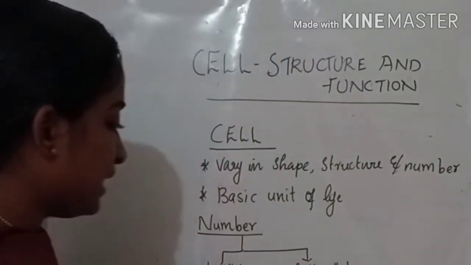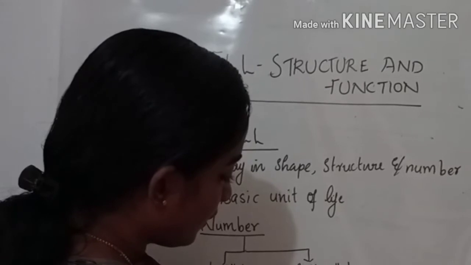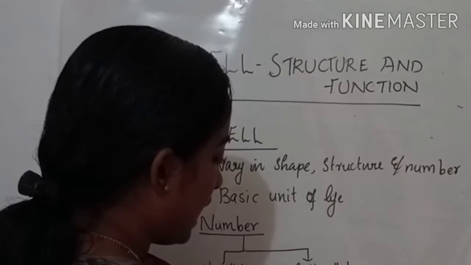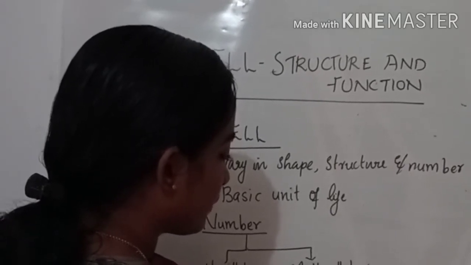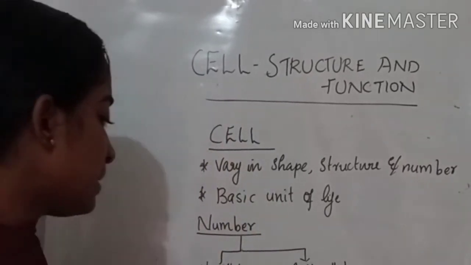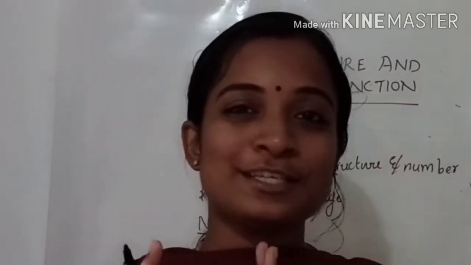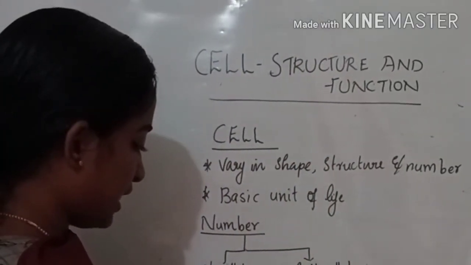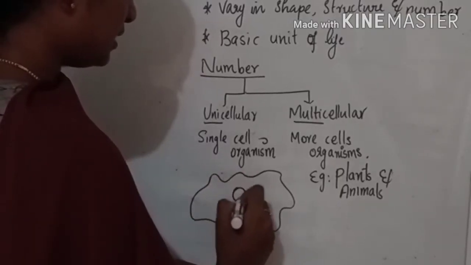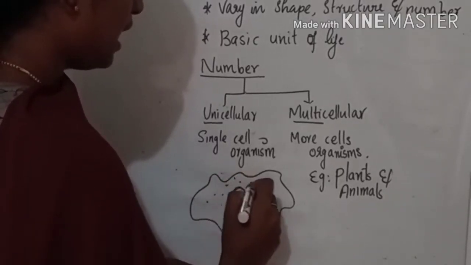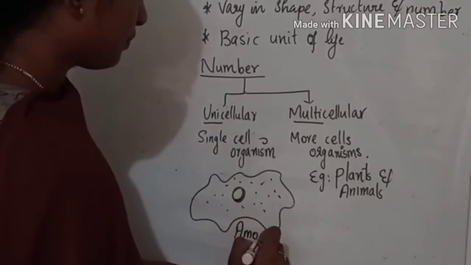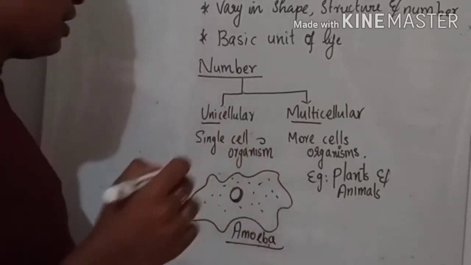So here we can write examples as plants and animals. And what is an example for a unicellular organism? For a unicellular organism, we can write the example as amoeba. Amoeba is a single-celled organism. So we can write amoeba as an example for a unicellular organism.